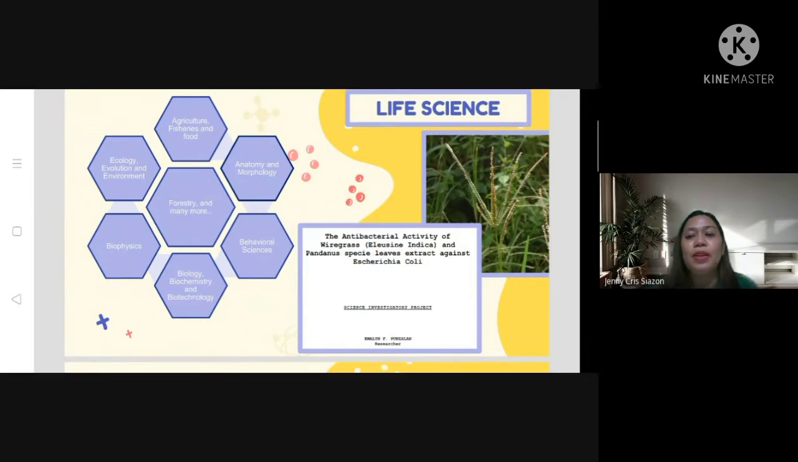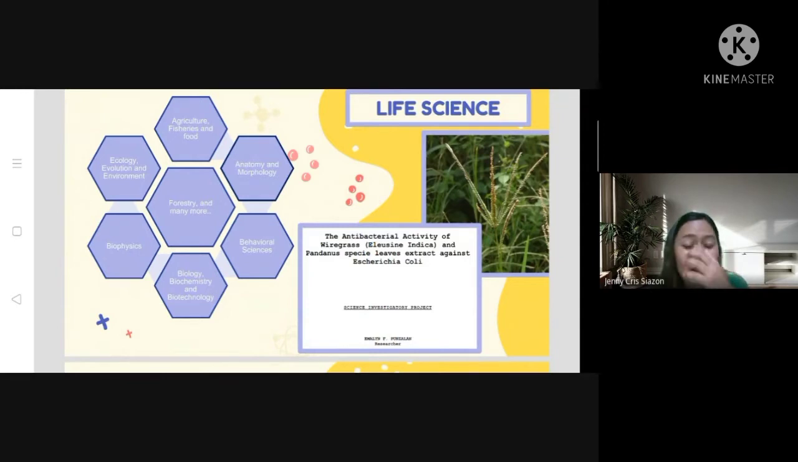For example, in the picture that you are seeing in our slide, makikita nyo isang typical grass, which is called the wiregrass. But you can make it as your topic. Like for example, the project that was made by Emmeline Punzalan as the researcher, she was able to conduct a research entitled Antibacterial Activity of Wiregrass, Eleusine indica, and Pandanus species leaves extracts against Escherichia coli.